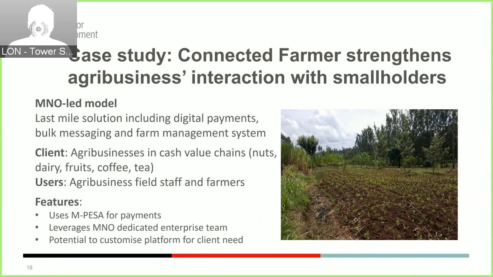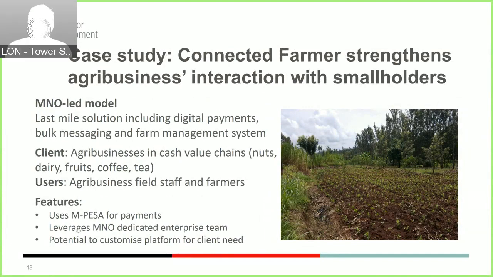And then another important tool is that it enables communication, so a direct line between farmers and field staff. So when you think of, for example, extension work agents that might need to disseminate information across their network of farmers, this is quite a good solution as it enables bulk messaging.